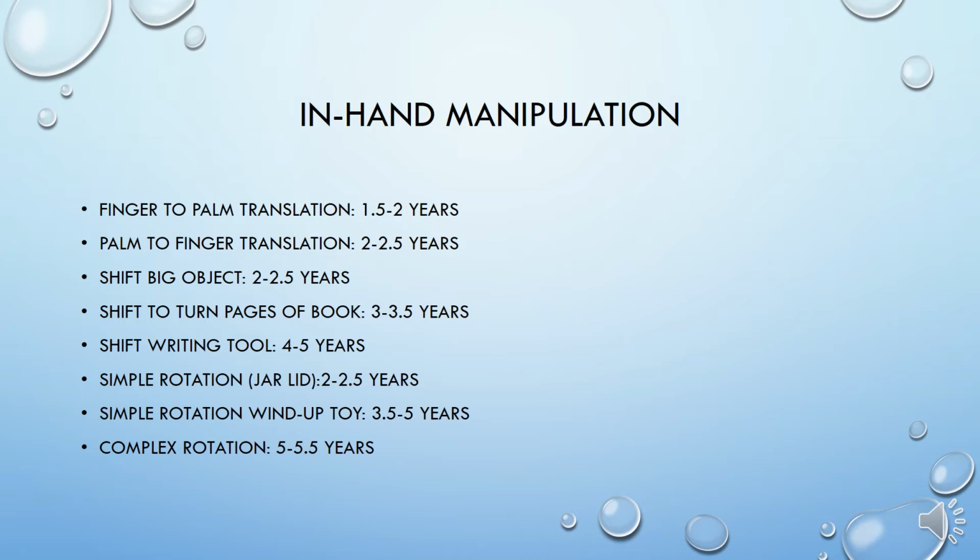And so simple rotation on a jar lid is 2 to 2.5 years. And a wind-up toy is a little harder because you have to hold a tighter pinch, and there's more pronation, supination involved than in a simple rotation of a jar lid.